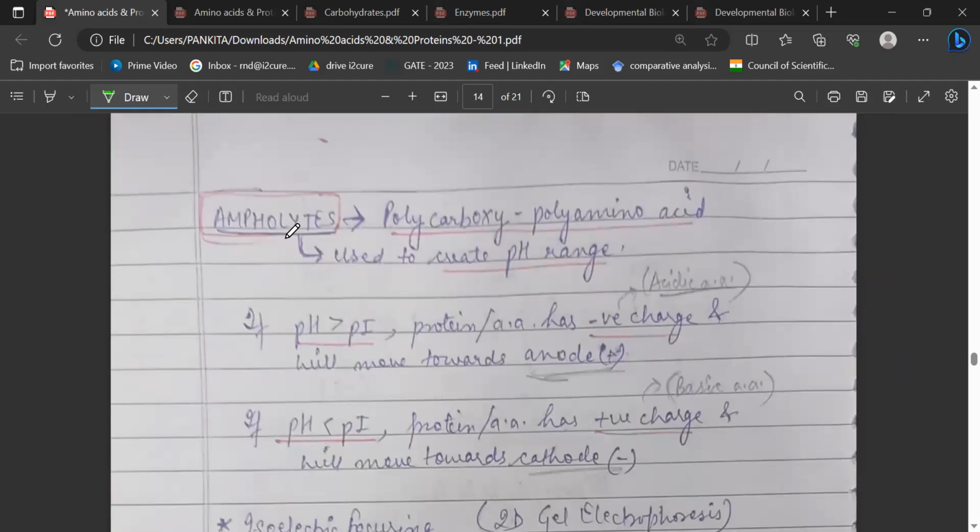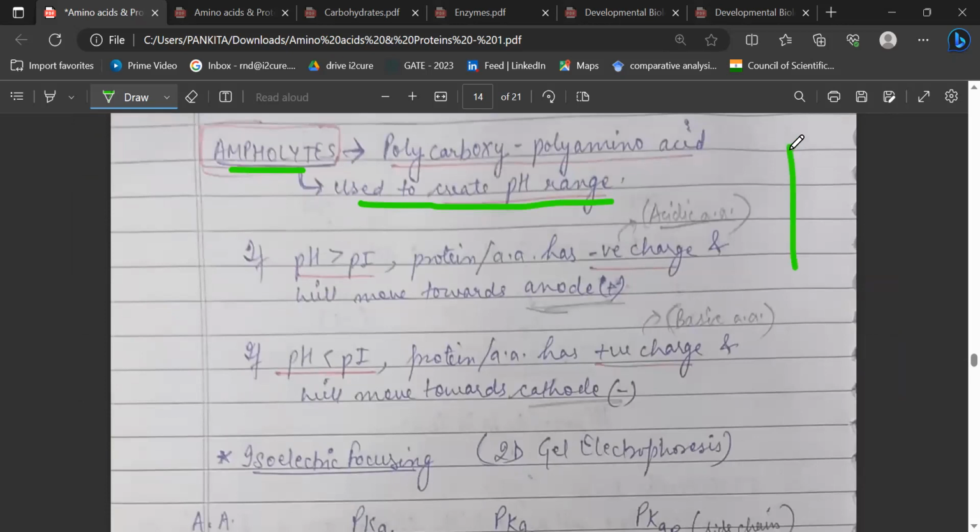Then we come to ampholytes. Ampholytes are basically polycarboxy polyamino acids. They are used to create a pH range. So we have a strip, and throughout this strip different polycarboxy polyamino acids will be present, diverse in range. That means from top to bottom there will be different pH in this strip.